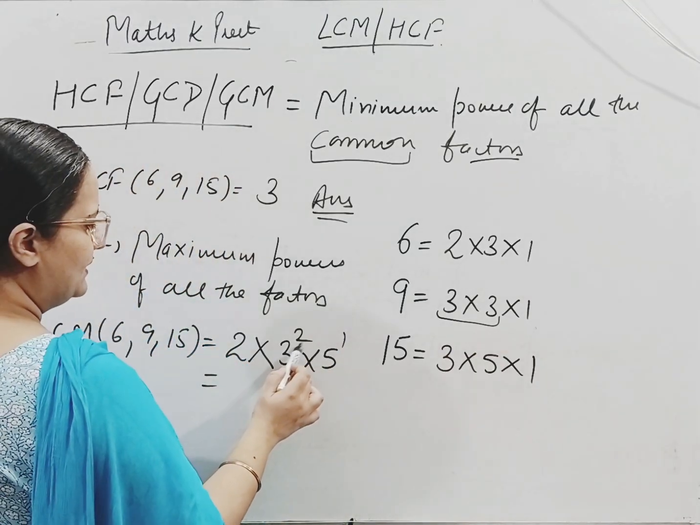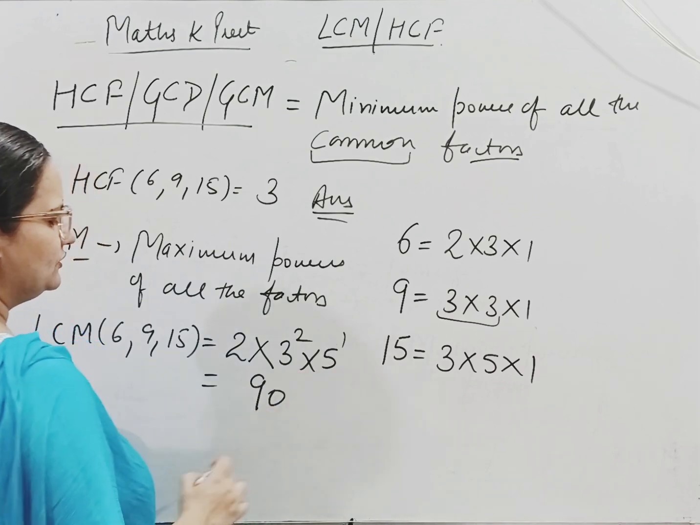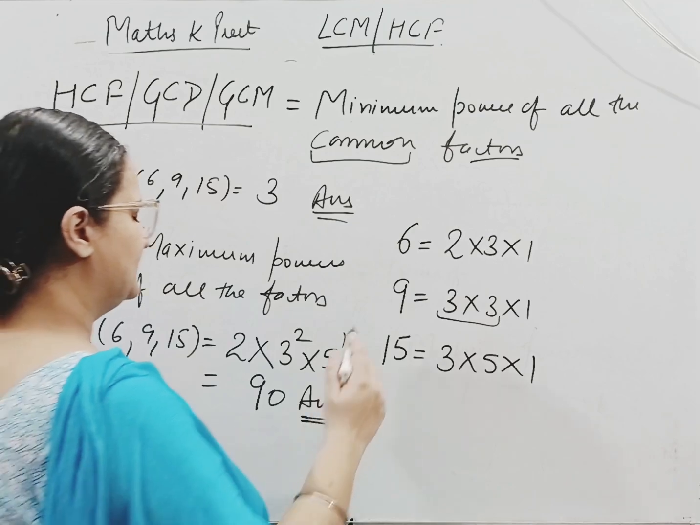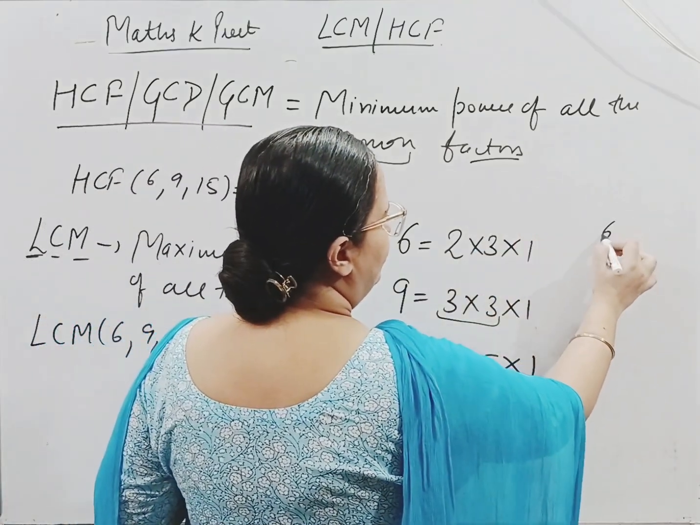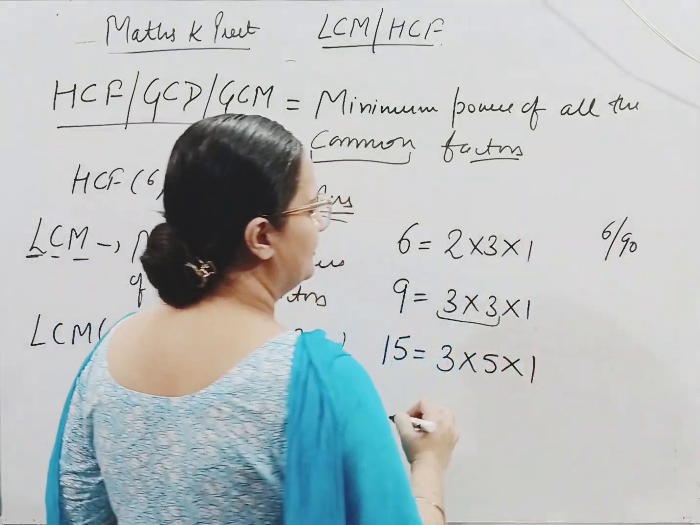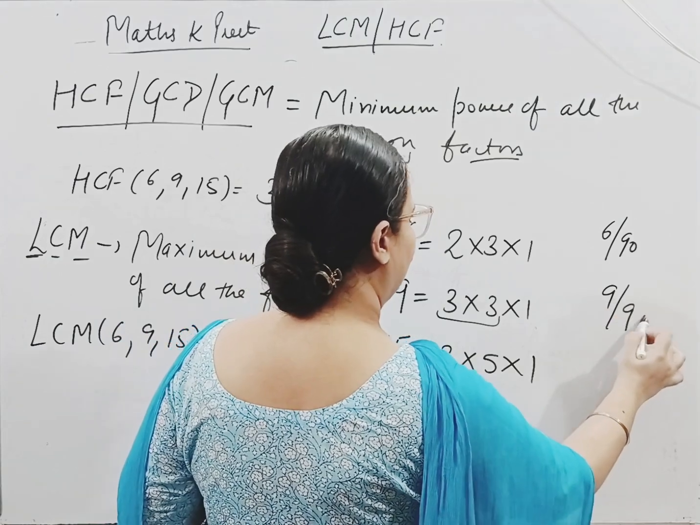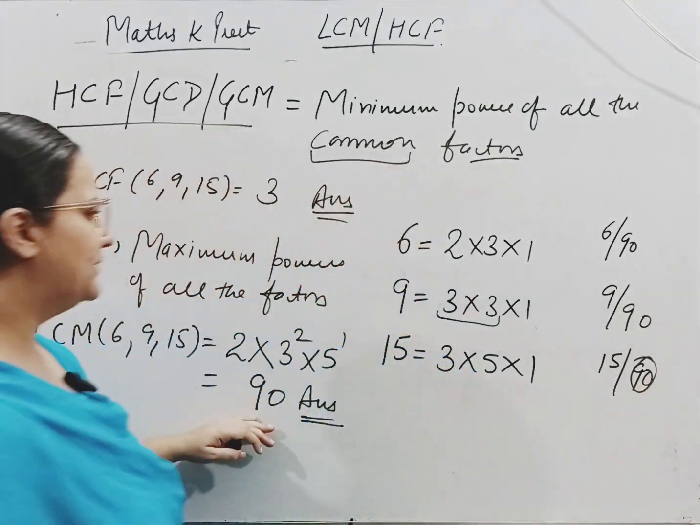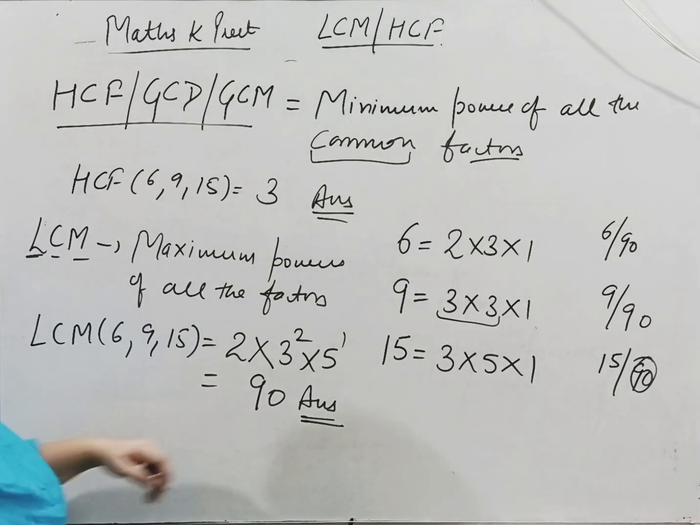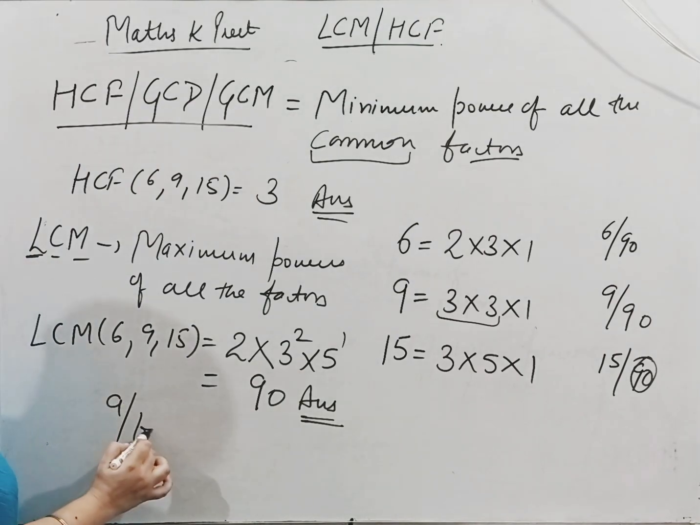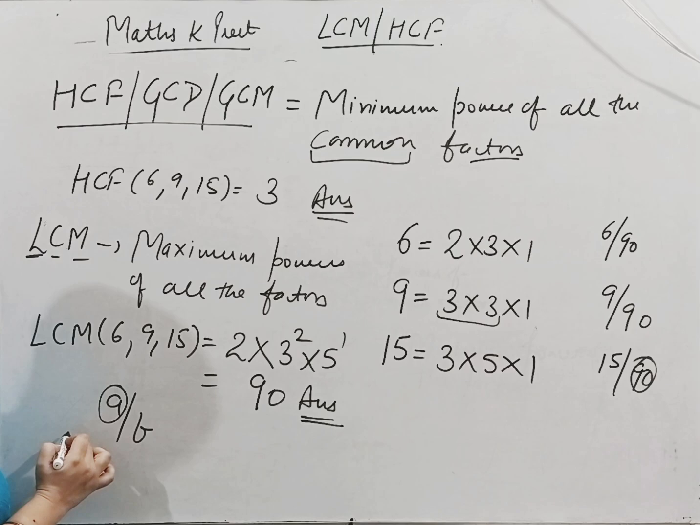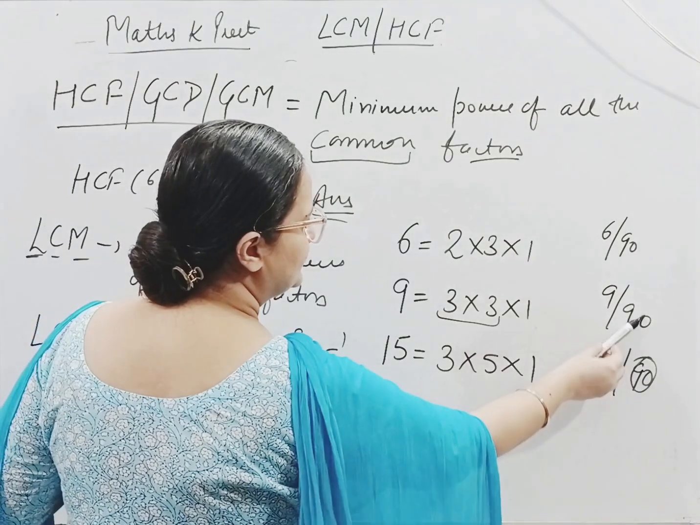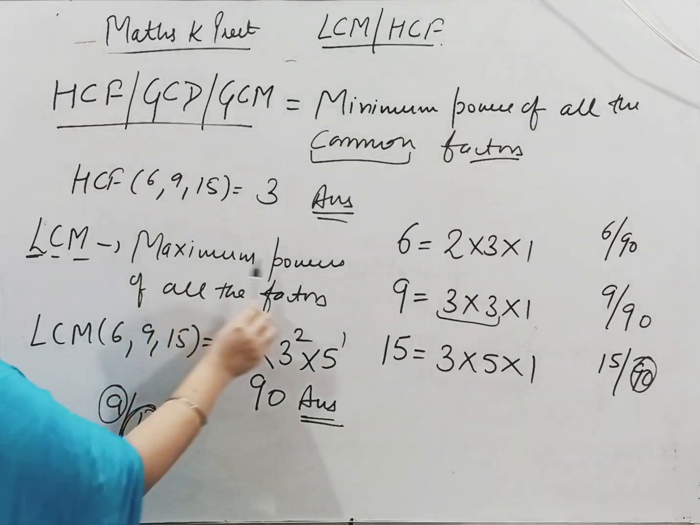3 squared is 9, 9 fives are 45, 90. So here 90 is the least common multiple. Let me check our answer. 6 will divide 90. Fine. 9 is dividing 90. 15 is dividing 90. So this is a multiple actually. As I have told you, if A is dividing B exactly, A is the divisor or factor and B is what? Multiple. So here we are getting the least common multiple just by taking the maximum power of all the factors.